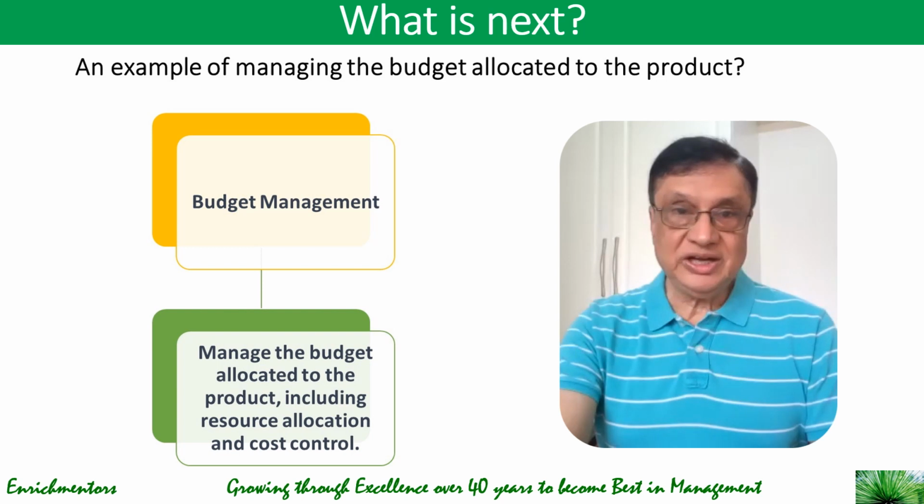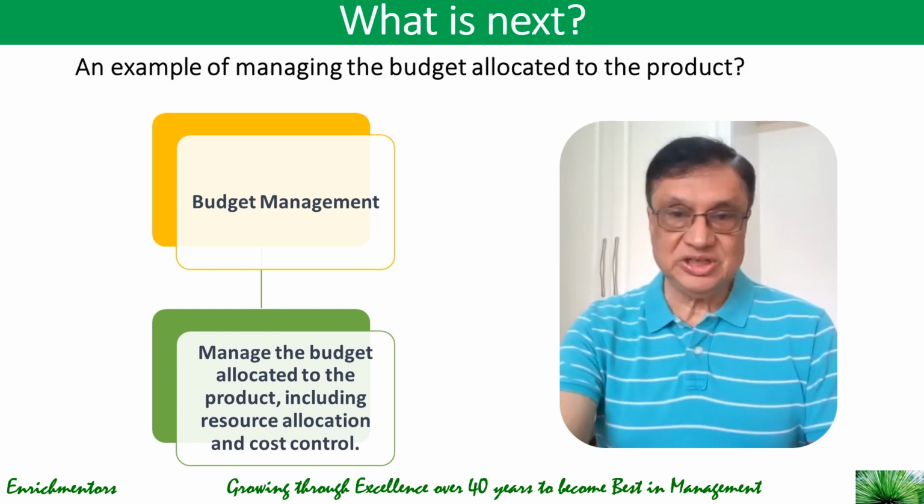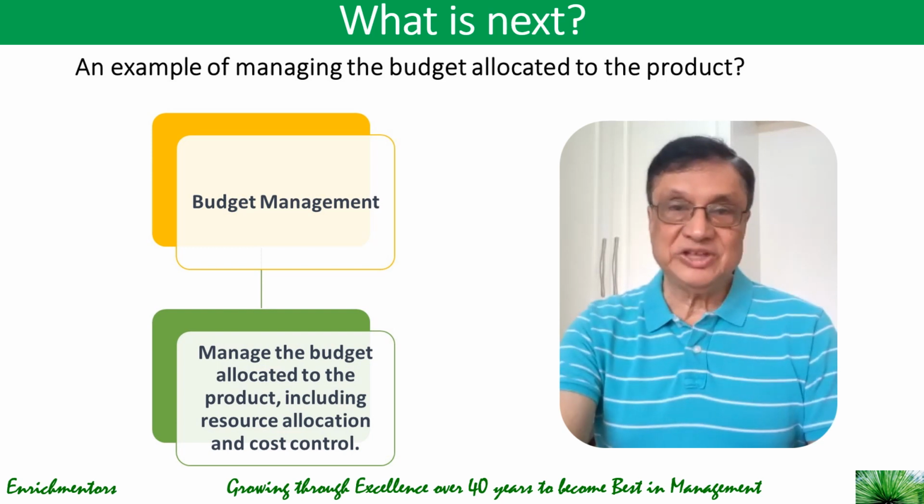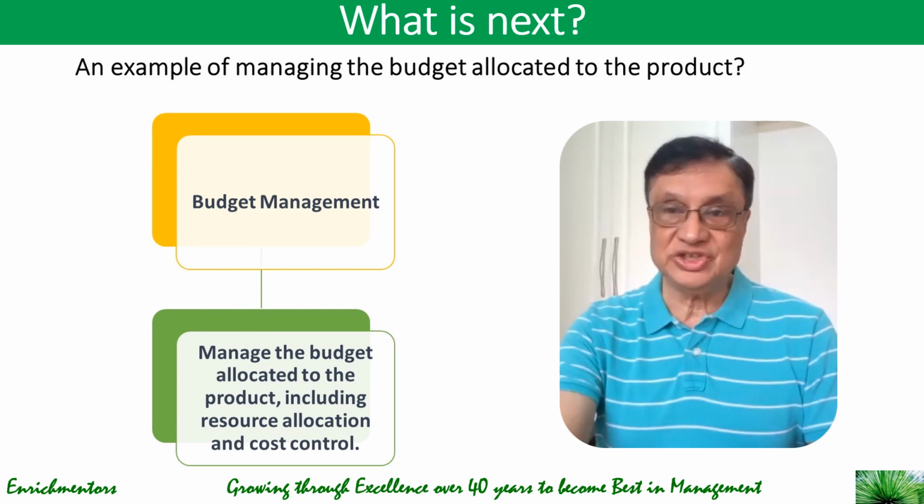So, having looked at how to manage the budget allocation, what do we do next? In the next one, we will look at an example of how a product management team in an IT company manages the budget allocated for the product.